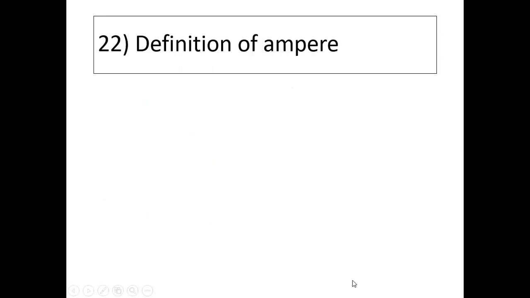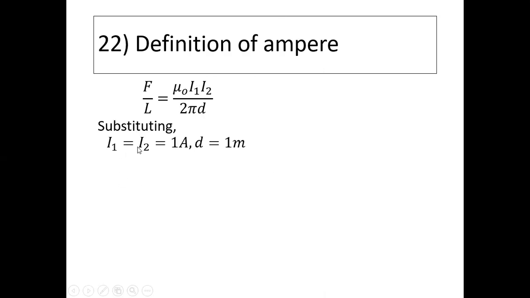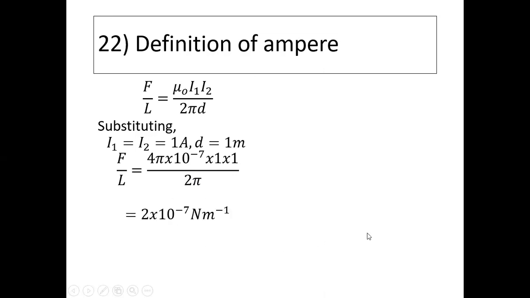Okay, so we have got the equation. Now we want to define the ampere. You can call it I1 or I, doesn't matter. That is the equation that we have derived. Substituting, let I1 and I2 be 1 ampere and the separation be 1 meter. Put in the value of mu naught, 4 pi times 10 to the power minus 7. I1, I2 is 1, over 2 pi, and this is 1 meter. Cancel that, you still got a 2 there. So we get 2 times 10 to the power minus 7 Newton per meter.